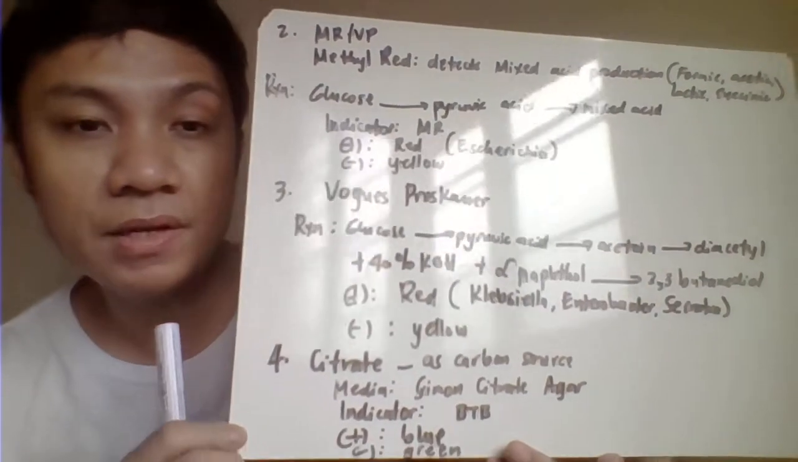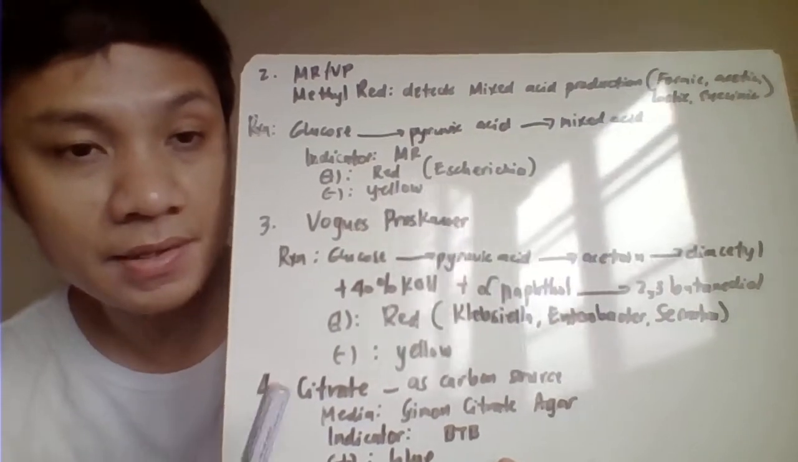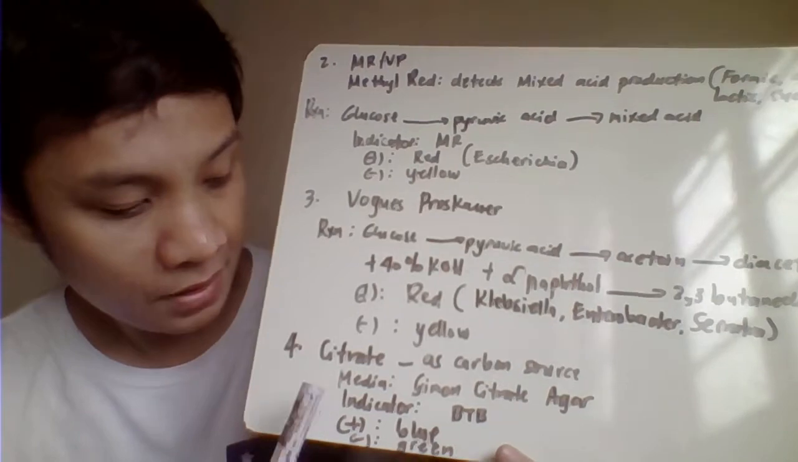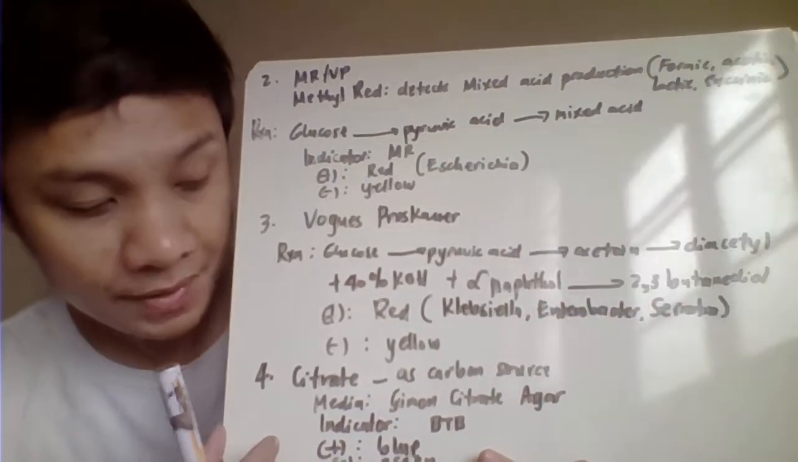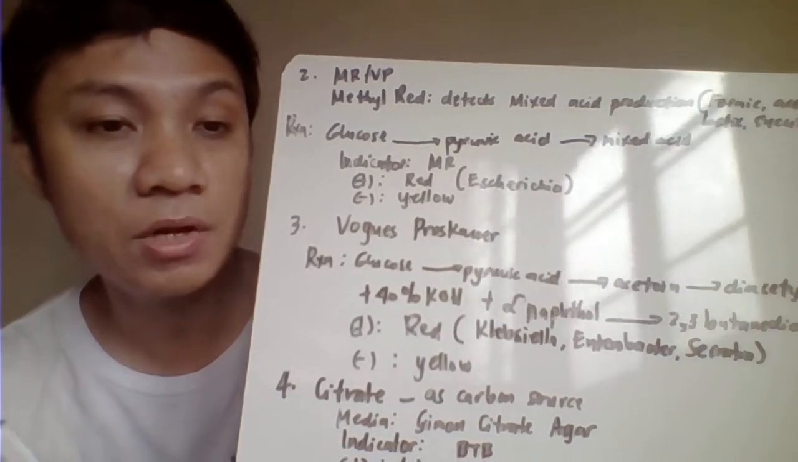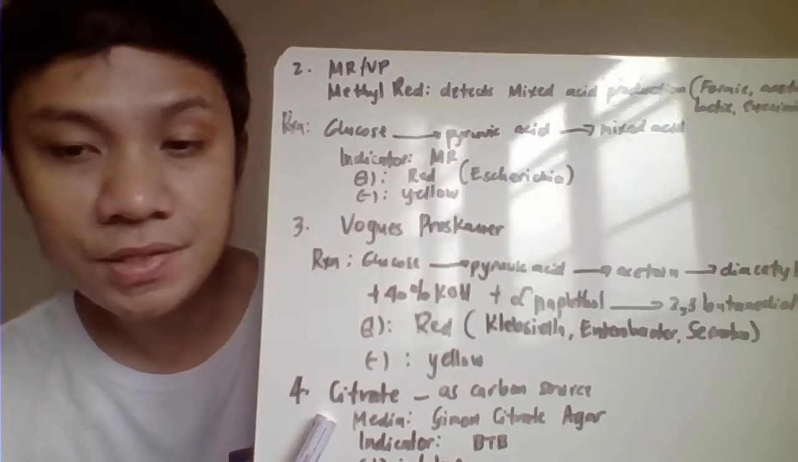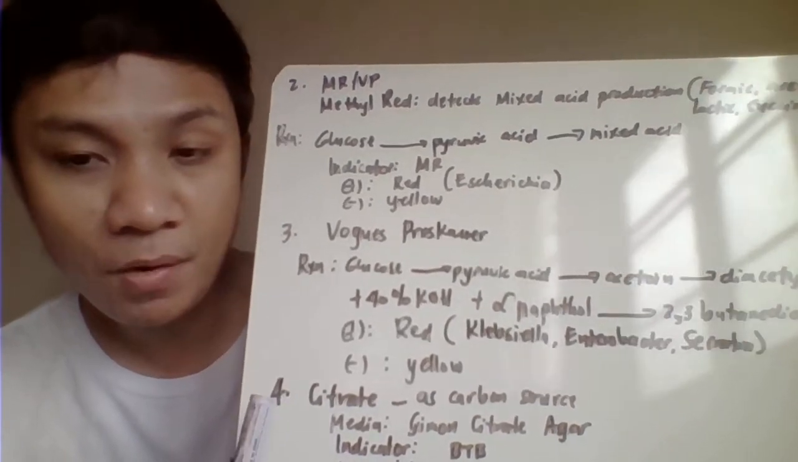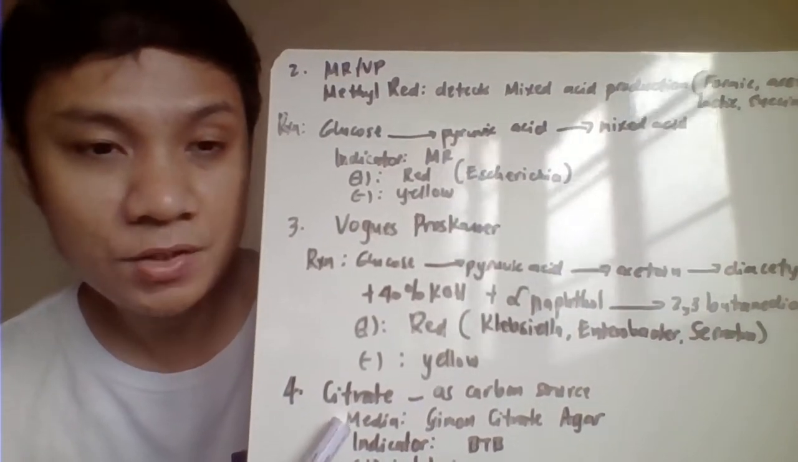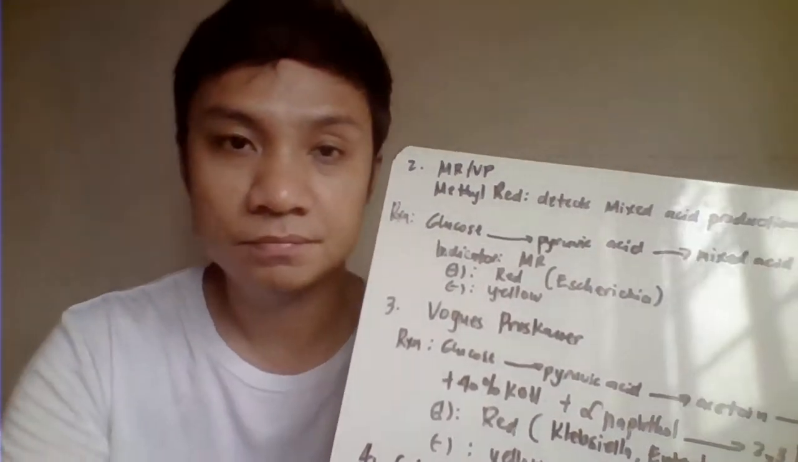Another test, we have here the citrate utilization. Some bacteria utilize citrate as their carbon source. Simmons citrate agar is utilized here as our culture media. You just need to inoculate your organism on that. The indicator used here is BTB, or bromothymol blue. A positive result would be blue and a negative result will be green for this.